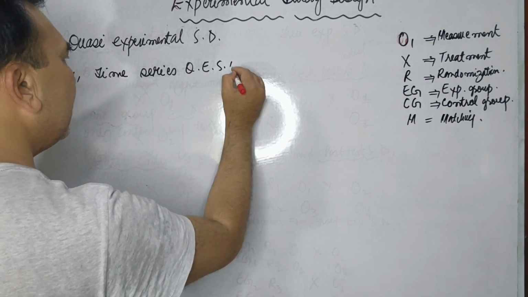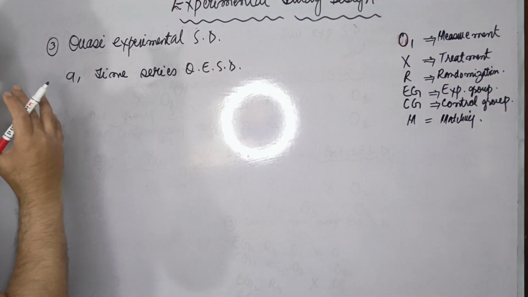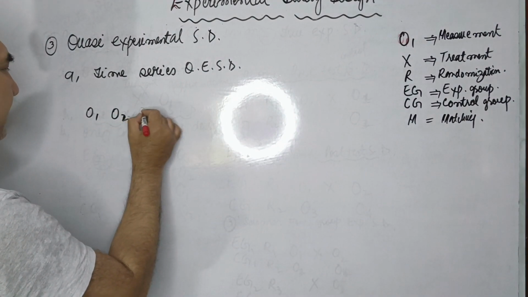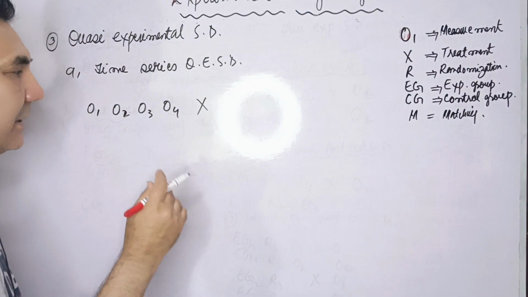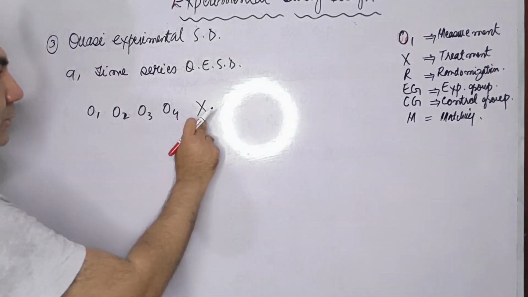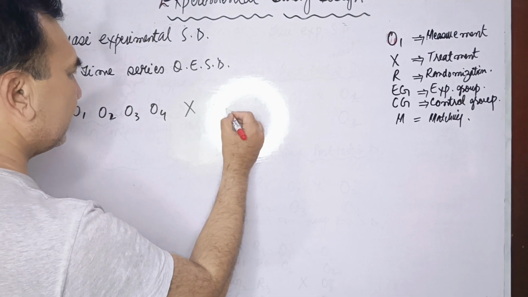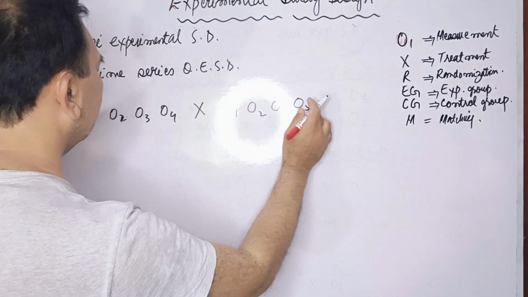Quasi-experimental study design, time series. In this study design, the researcher conducts O1, pretest 1, pretest 2, pretest 4, and then gives the treatment, or exposes that group to a treatment. Then again he measures post-test 1, 2, 3 and 4.